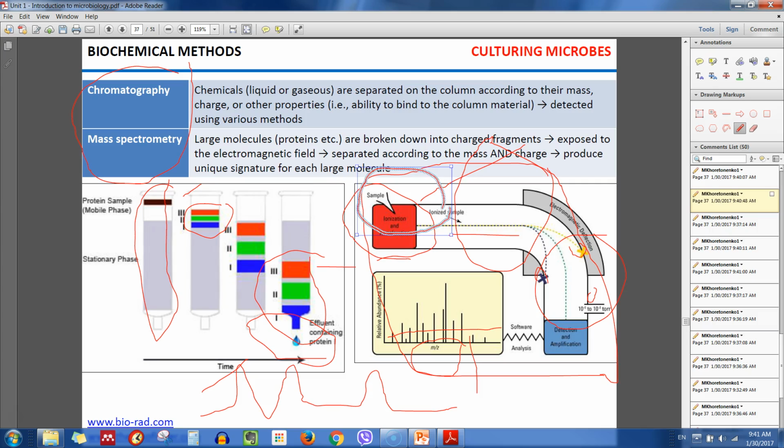The downside: $750,000 for a machine. Not every hospital in the United States can afford it. It's very, very expensive.